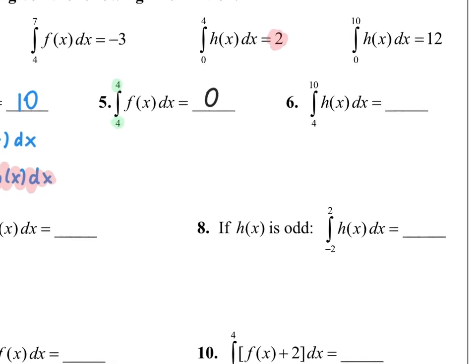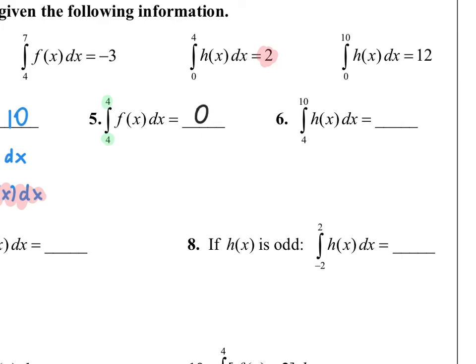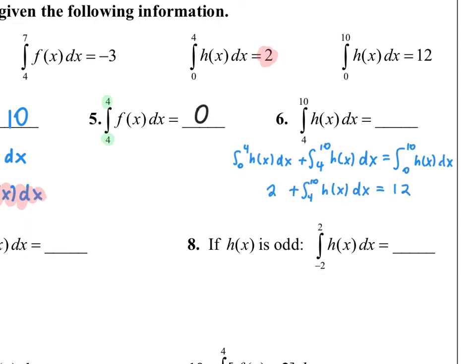In question number 6, I'm going to piece together my three h of x intervals according to the additivity property. There are different ways to handle this, but I like to write an equation that pieces together the pieces according to that property. So from 0 to 4 plus from 4 to 10 equals from 0 to 10. Then plug in your known values. And then just treat this like an algebraic equation, and I'm solving for this piece right here. So I'm going to subtract the 2 from both sides. I get that that integral is equal to a 10.